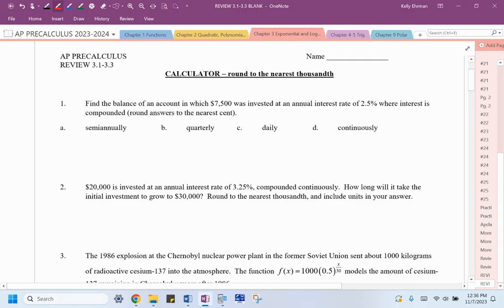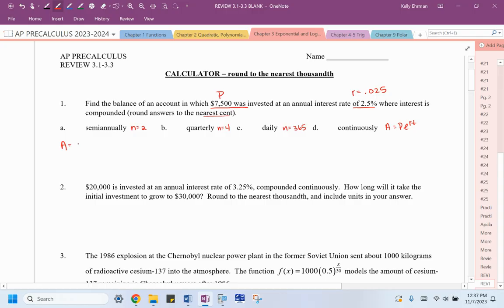All right, find the balance of an account in which $7,500, that's P, was invested at an annual interest rate of 2.5%. Change that to a decimal. Where interest is compounded, we're going to round to the nearest cent, even though normally we do 3 places. Semi-annually is n equals 2, quarterly 4, daily 365, continuously is PE to the RT. So you need to have your compound interest formula memorized.